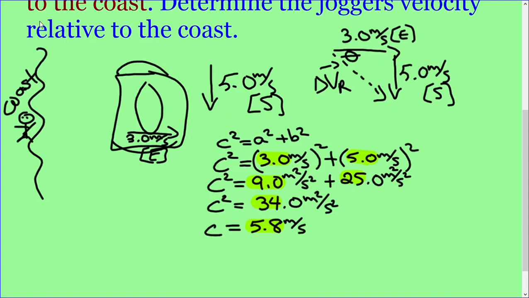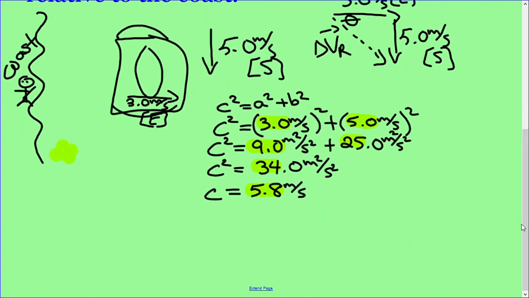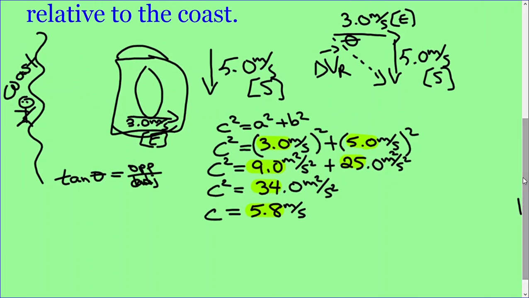So now, if I want to go through and write the angle and find that, then I can put everything together. So tan theta is equal to opposite over adjacent. And if I look at my triangle, remember the angle is always from where you start, so from the beginning of the arrows. And my opposite looks like it's 5 meters per second. My adjacent is the 3 meters per second. So theta is equal to tan inverse of 5 over 3.